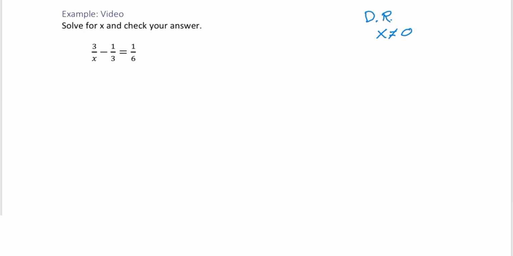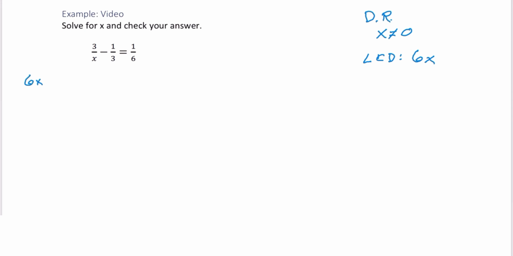Next, we want to look for the LCD, the least common denominator. The smallest number that is a multiple of 3 and 6 is 6. It's the smallest number that both 3 and 6 divide into evenly. And since x is also part of the denominators, we want to include that as our LCD. What we're going to do now is multiply every term by the LCD.